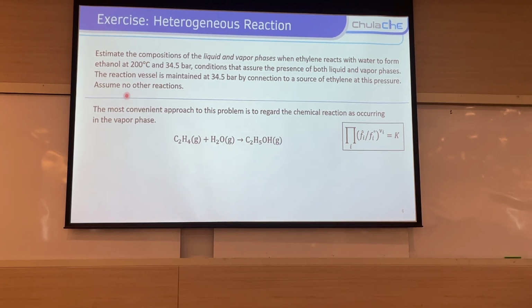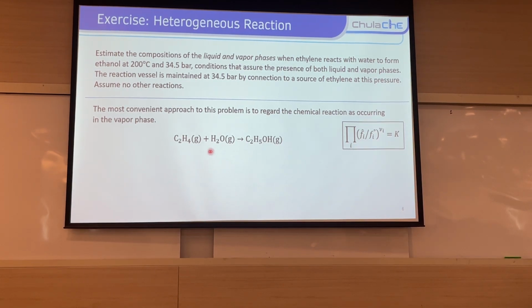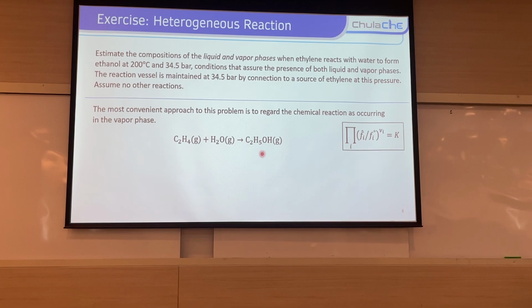So in this case, it would be more convenient to consider the chemical reaction for every species occurring in the gas phase at first. So let's think that the ethylene reacts with the water in the gas phase, and then we get the ethanol in the gas phase as well. So if so, from the fundamental equation here, you can write these equations.